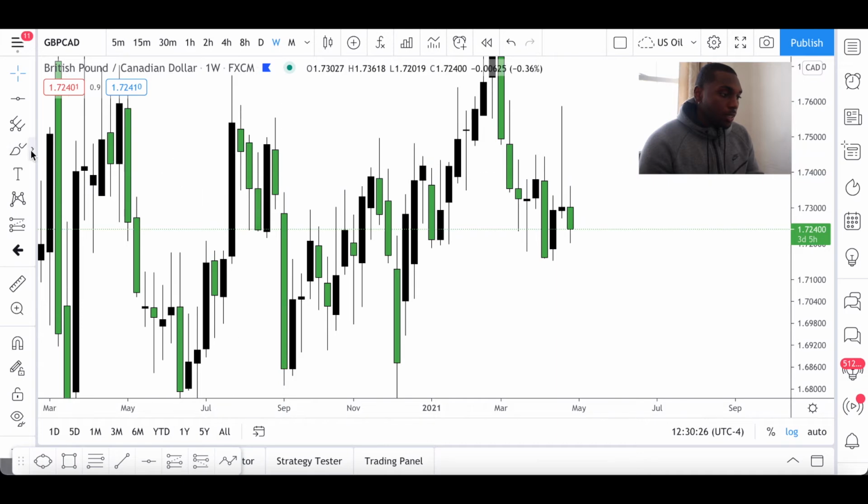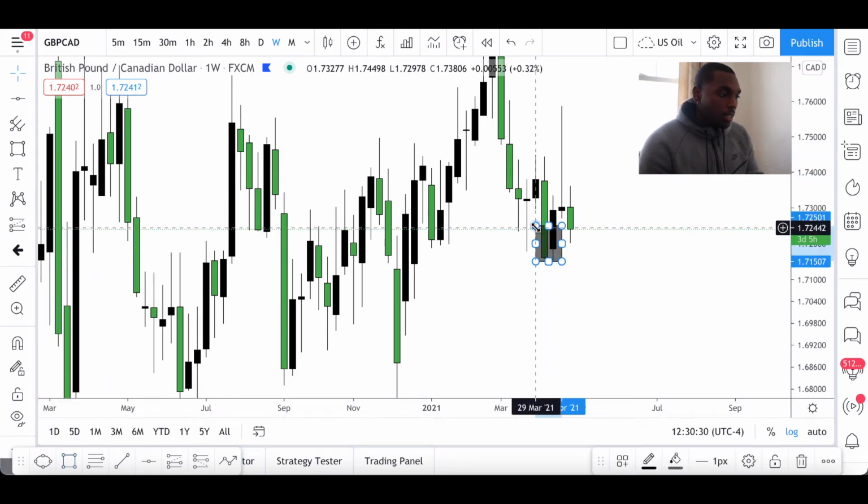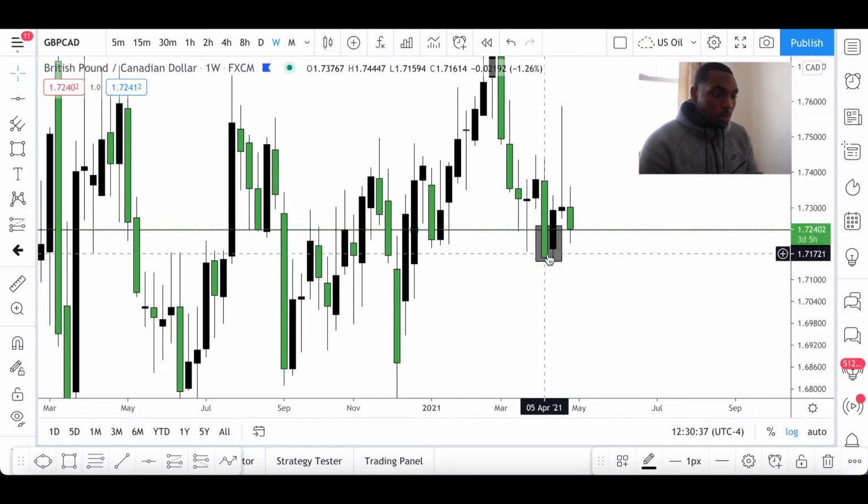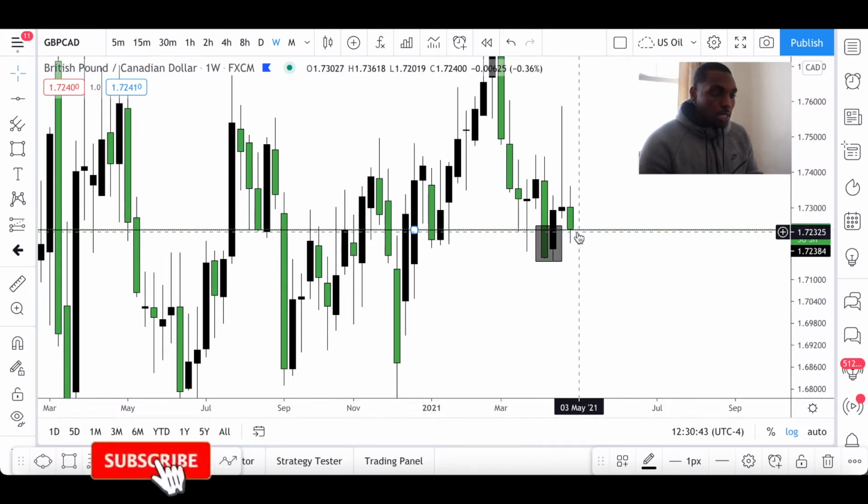This area right here was a kind of fake out at the same area of resistance, so it was kind of a manipulation move, and we broke back in. So we broke below, but we didn't end up holding here, we didn't end up further pushing down. Instead, we broke back in. So what this looks like to me is a retest on the weekly.